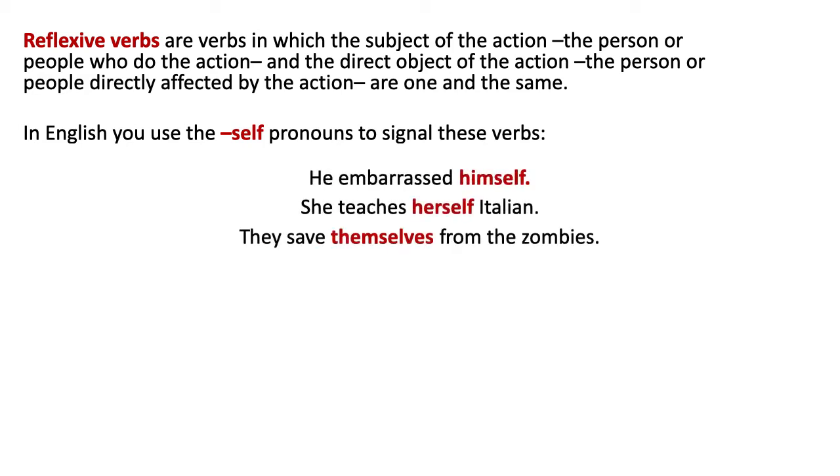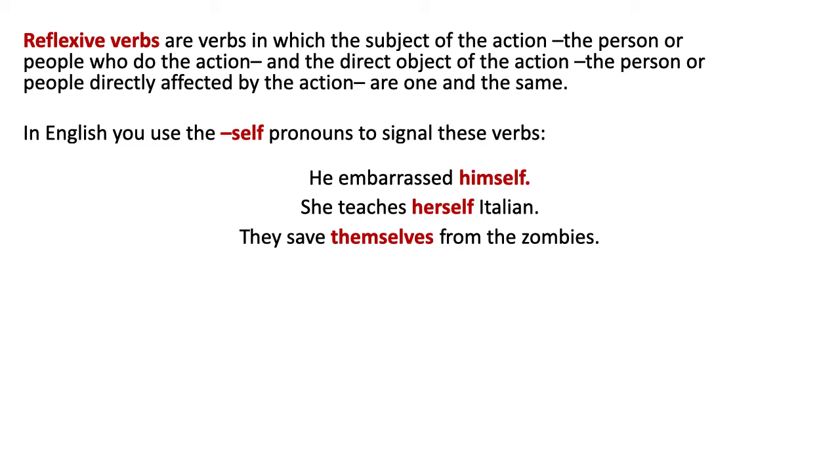He embarrassed himself, right? I don't know, he walked into the classroom and he wasn't wearing any clothes, right? So he is clearly embarrassing someone, right? And the person being embarrassed is himself. He is the one embarrassing someone. He is also the one being embarrassed. He embarrasses himself. So the one doing the action and the one being directly affected by the action are one and the same, right? Perhaps a clearer example, she teaches herself Italian, right?